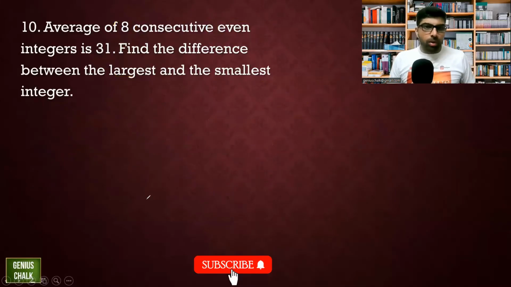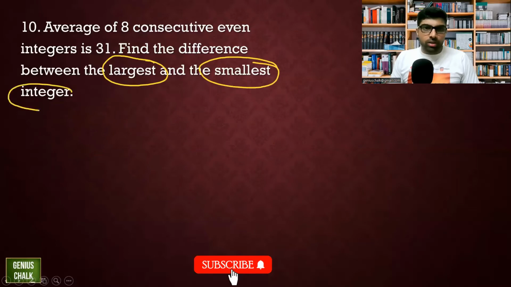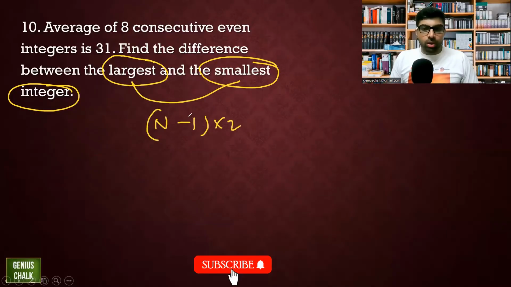Another way, write the formula. Whenever we have the difference between the largest and the smallest with consecutive even numbers, then directly apply this formula: number of terms minus 1, into 2. This will always be the difference.